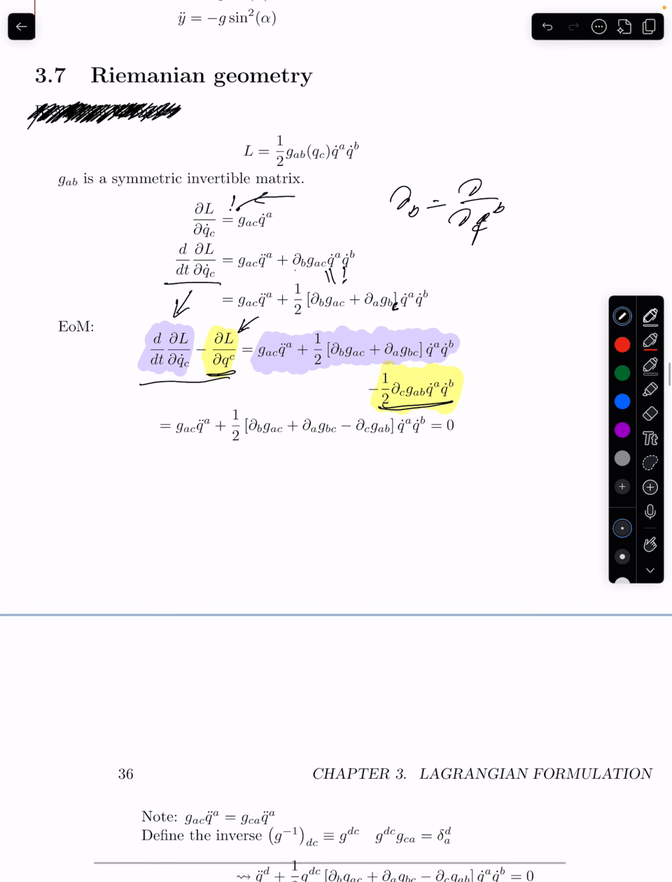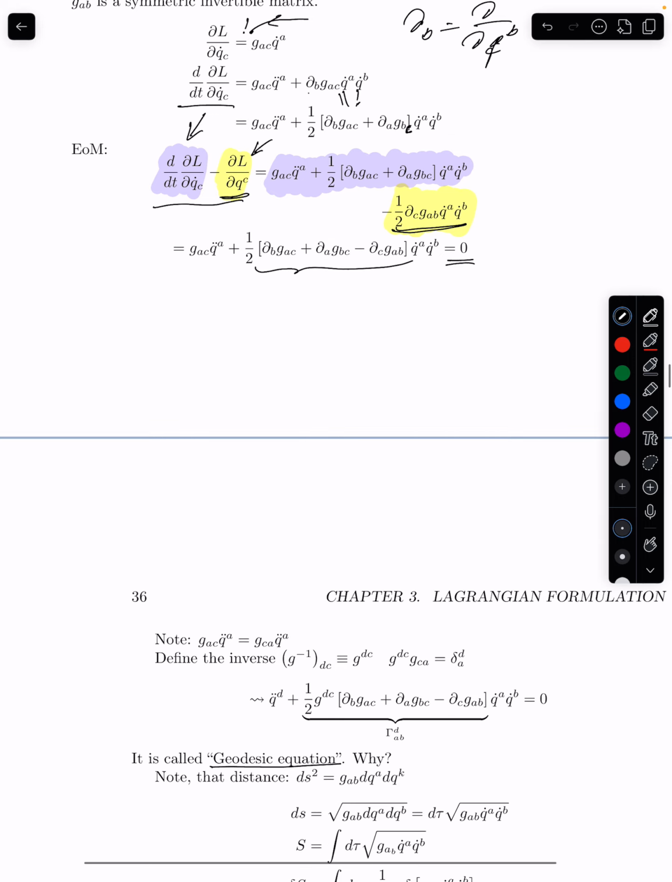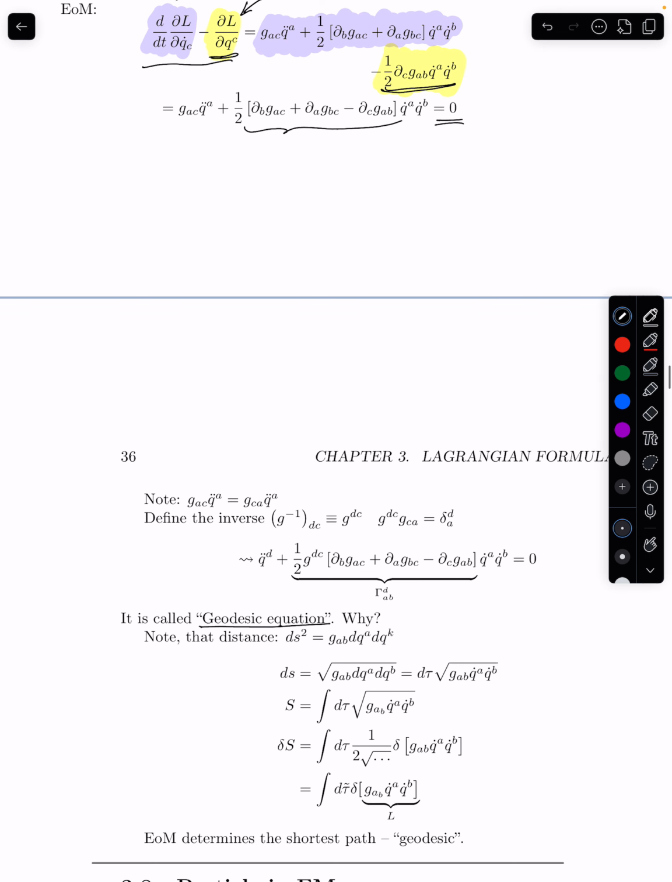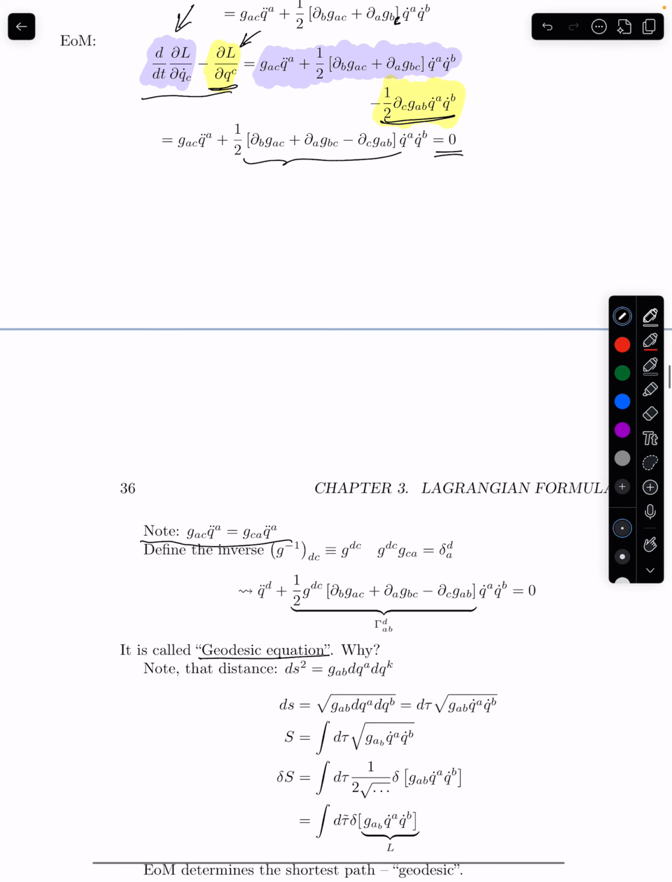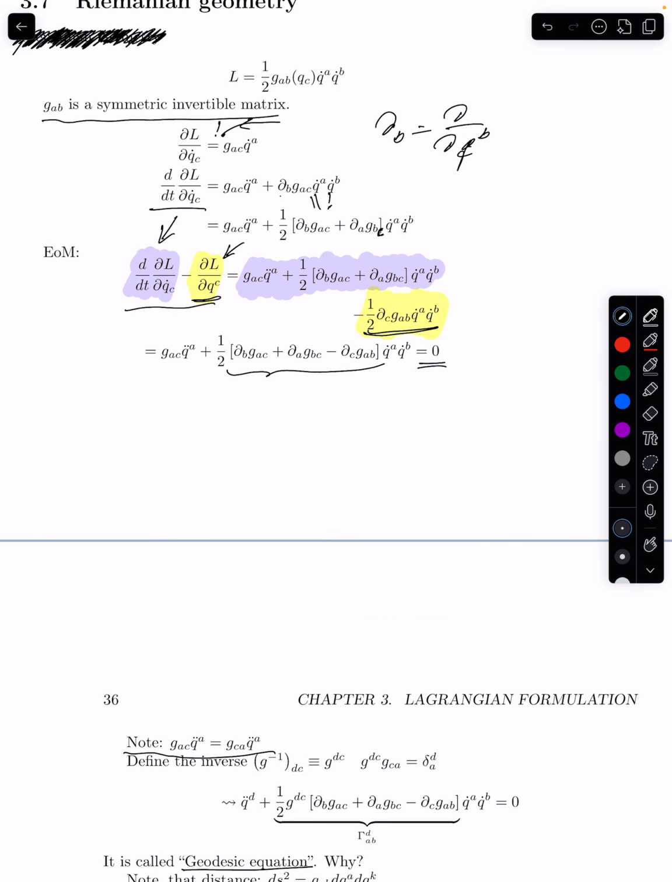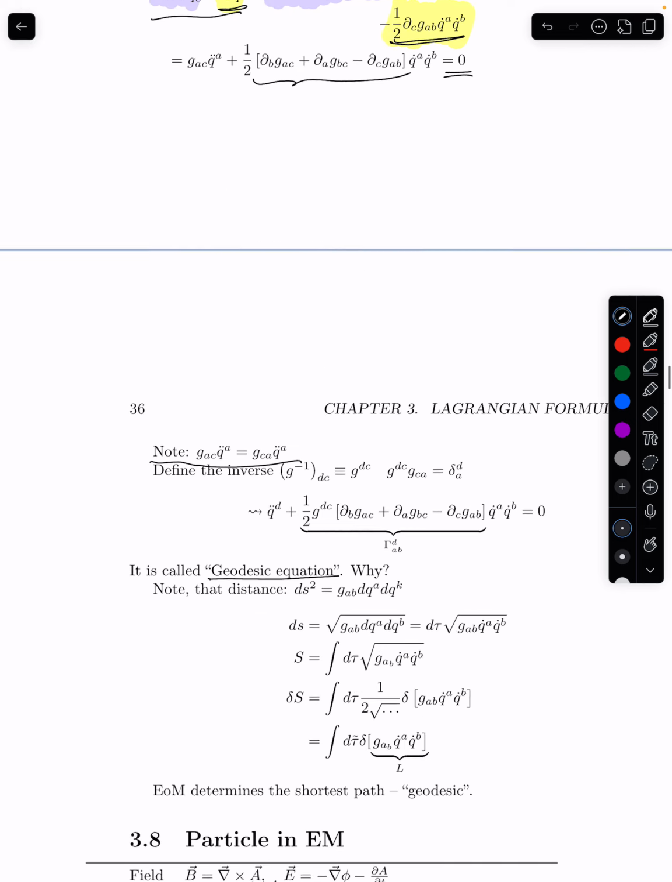Okay, I substitute everything here and equate it to 0. I simplified this a little bit and collected the factors. When I did the simplifications, one can use the fact that G_AC is the same as G_CA, because you remember G was a symmetric and actually invertible matrix.